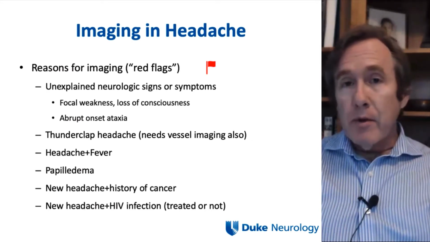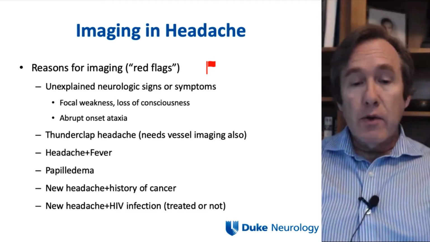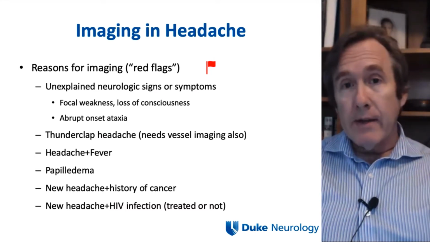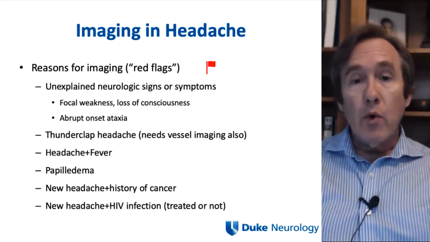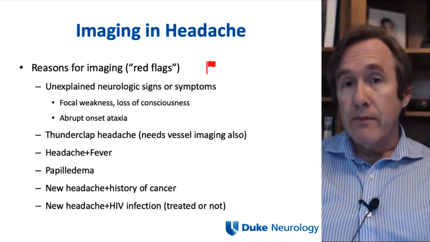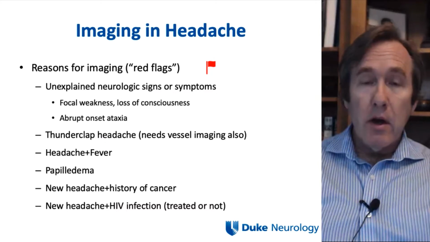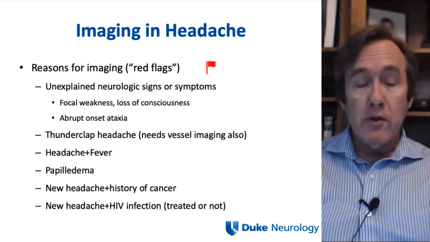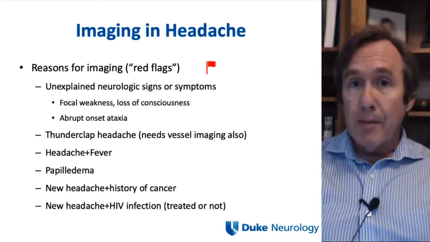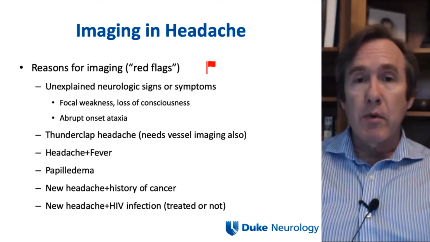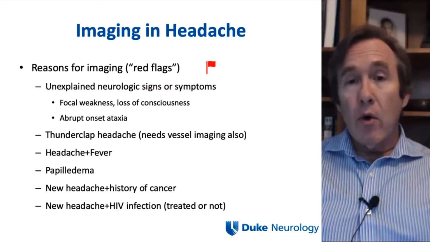When we consider imaging in patients with headache disorders, we're really looking for a number of concerning features, or what's called red flags, in their history and physical examination. Clearly, any focal neurologic symptoms or signs such as focal weakness, loss of consciousness, or abrupt onset of ataxia are reasons to get imaging in a patient with a headache disorder. Abrupt onset of headache, consistent with thunderclap headache, which is more typical in patients presenting with a ruptured intracranial aneurysm, also needs imaging, often urgently.